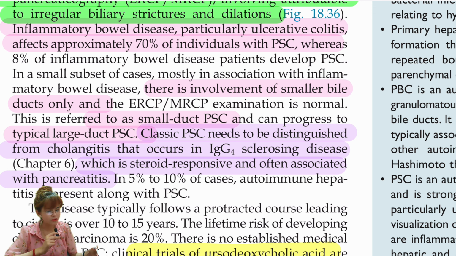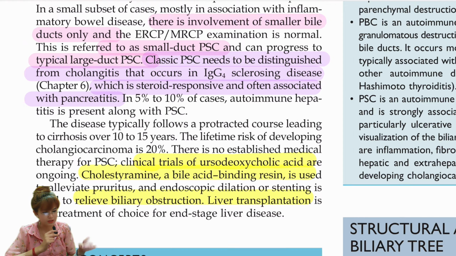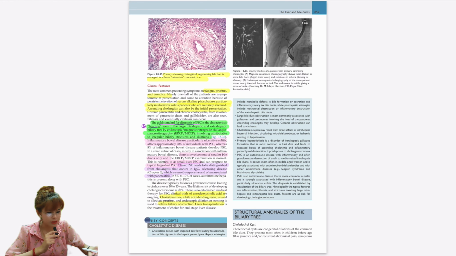Now, when there's involvement of the smaller bile duct only, it is called small duct PSC, and that can progress to large duct PSC. And classic PSC or large duct PSC needs to be distinguished from cholangitis that occurs in the IgG4 sclerosing disease, which is steroid responsive and often associated with pancreatitis. So there's just an important difference that they're trying to make over here. And of course, the treatment is that cholestyramine can be used to alleviate the pruritus, and liver transplantation can be done for the end stage liver disease. So this is the end of this topic.